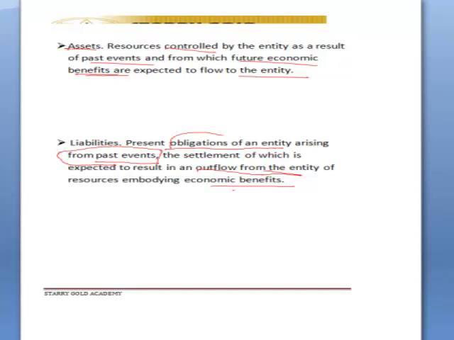Once again, assets are resources controlled by the entity as a result of past events and from which future economic benefit is expected to flow to the entity. Whereas liabilities are a present obligation of an entity arising from past events, the settlement of which is expected to result in an outflow from the entity of resources embodying economic benefits. So that is what liabilities are.